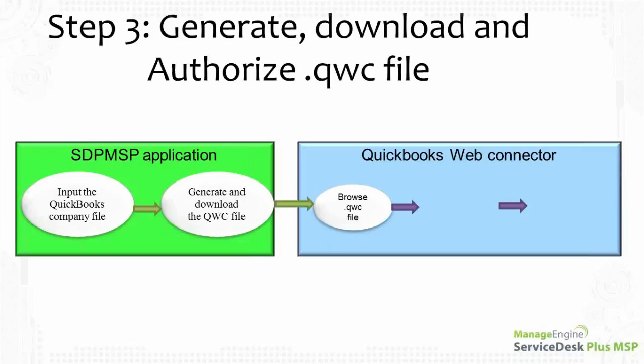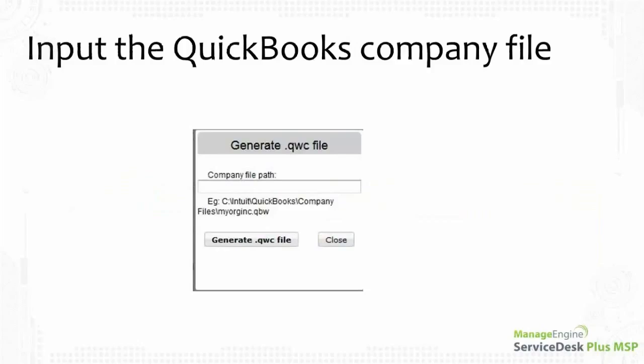I suggest you open the ServiceDesk MSP application also on the same machine where QuickBooks Web Connector and QuickBooks are installed, which will help you to do all these operations very easily. Once you have this QWC file and the Auth token with you, open the QuickBooks Web Connector and follow the other process of browsing the file, authorizing and allowing the access. So let's see how exactly it goes with certain screenshots available here.